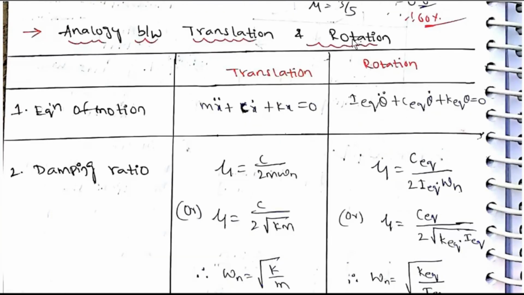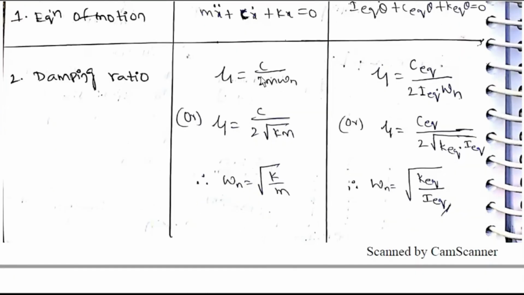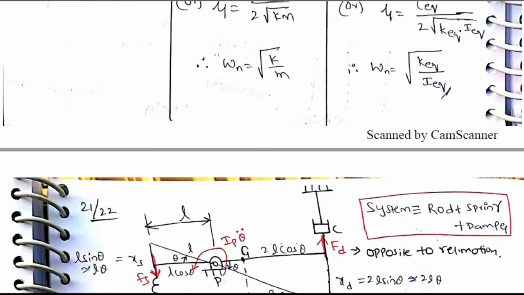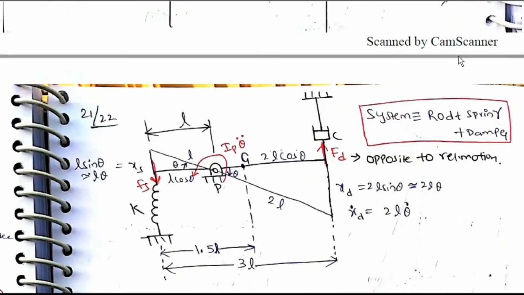Analogy between translation and rotation. Equation of motion: m x'' + c x' + k x = 0, and I equivalent θ'' + c equivalent θ' + k equivalent θ = 0. ε = c/(2mωn) = c/(2√(km)), ωn = √(k/m). Similarly, ε = c equivalent/(2 I equivalent ωn) = c equivalent/(2√(k equivalent I equivalent)), ωn = √(k equivalent/I equivalent).